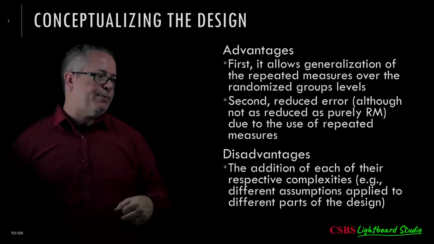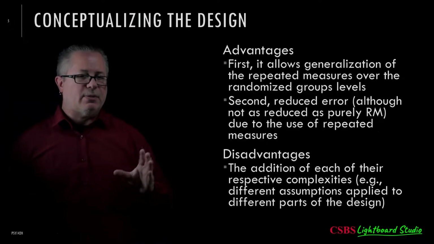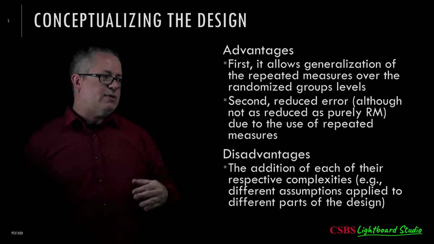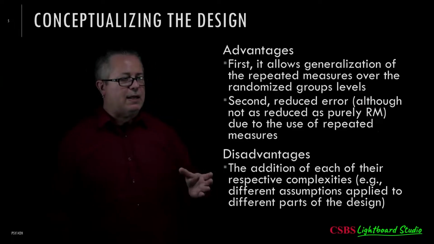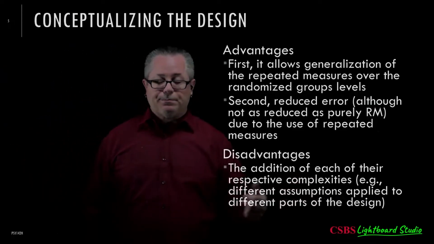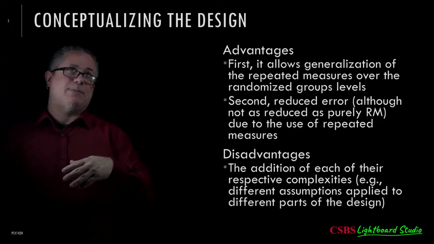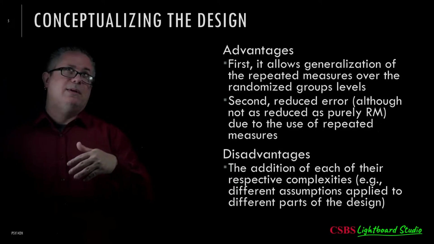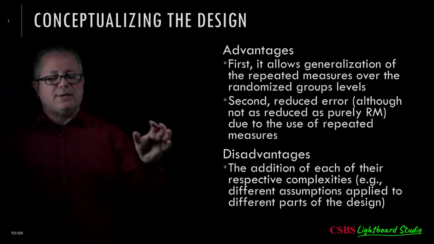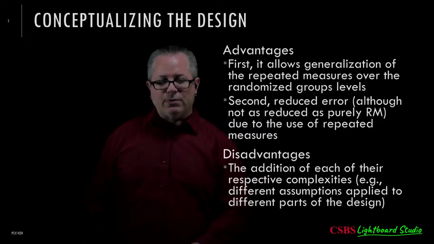So it's increasing power. And I mentioned this already, but the disadvantage is that you're now taking the complexities that are in each of them, the assumptions, all that kind of stuff, and you're adding them together. So now you're dealing with sphericity on one side with repeated measures, but you're also adding more subjects because there's a between groups part. You have to have homogeneity of variance. So you're having to meet different assumptions all at the same time because you're mixing these two different approaches together.